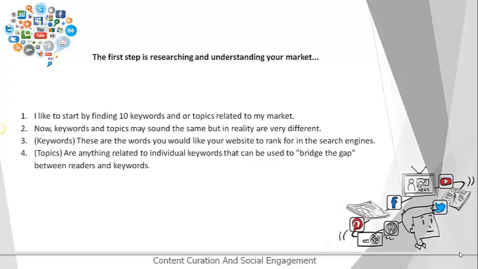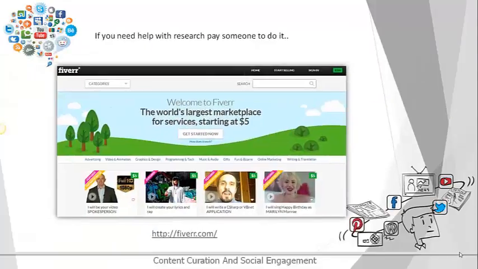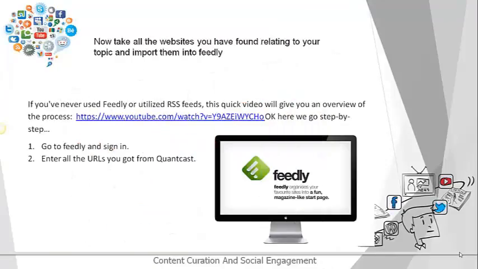The first step is researching and understanding your market. If you need help with research, pay someone to do it. Find the top websites that relate to your main topic. Now take all the websites you have found relating to your topic and import them into Feedly.